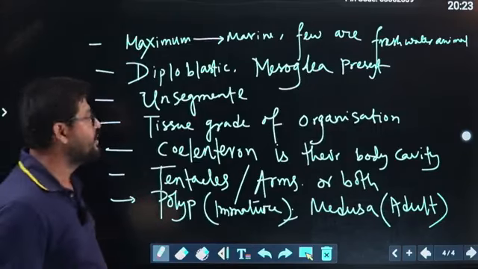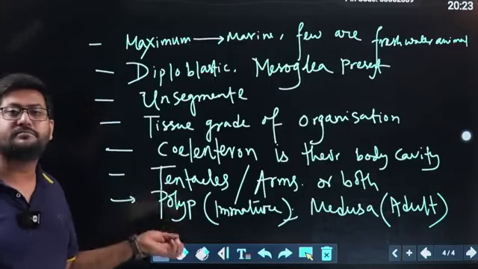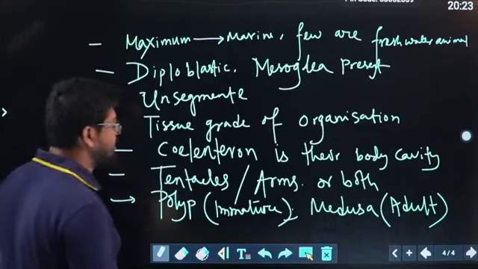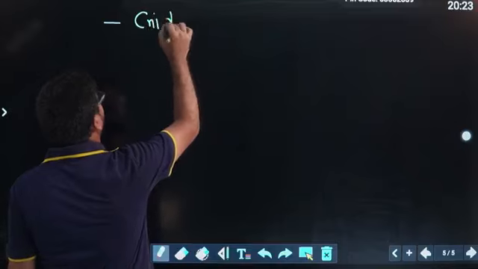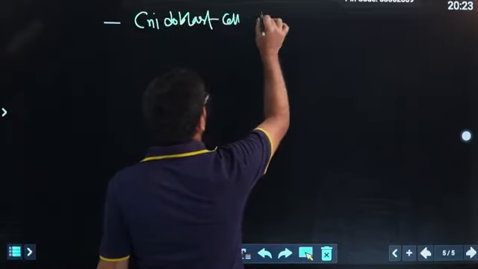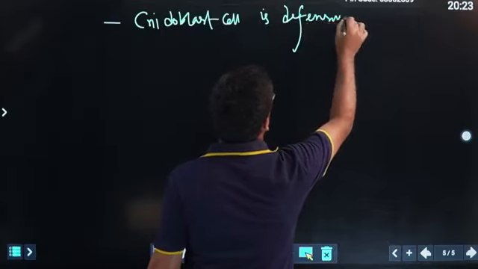So this kind of feature is found in the phylum Cnidaria. From here you can see various kinds of objectives. For that reason you should know a few other characteristics. Cnidoblast cell is a defensive cell. You have to remember, defensive cell.